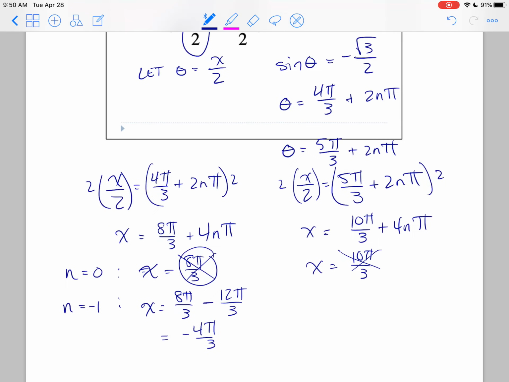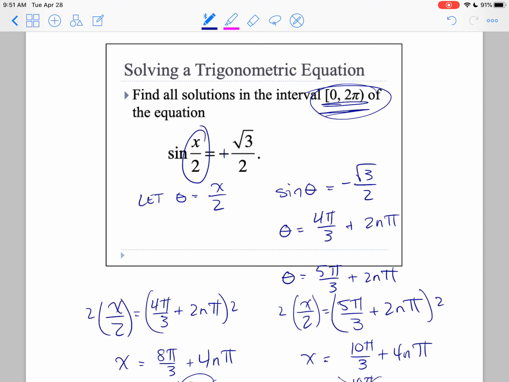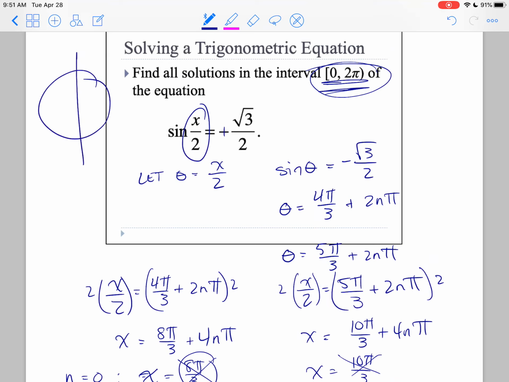That's not between 0 and 2 pi. But maybe if I do it over here, it'll work. So I have 10 pi over 3 minus 12 pi over 3. That's negative 2 pi over 3, which is less than 0. So all of my solutions seem to be falling outside of this range, which makes sense. If this had been positive, then maybe I'd be able to fit one in there. But because I'm starting in the third and fourth quadrants here, and I'm doubling my period, both of these fall outside of the range of 0 to 2 pi.